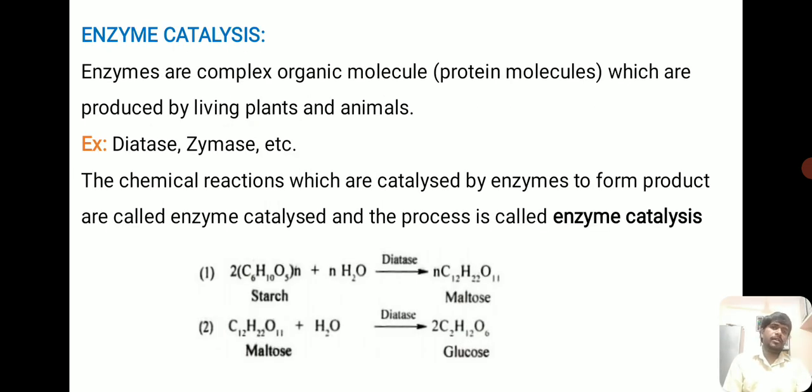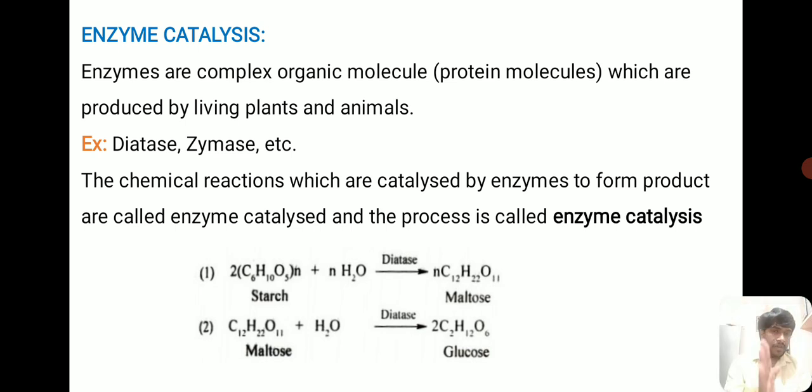Let us come to enzyme catalysis. What is enzyme catalysis? These enzymes are nothing but complex organic molecules like protein molecules which are produced by living plants and animals, for example diastase, zymase, etc. Here, the chemical reactions which are catalyzed by an enzyme to form a product are called enzyme catalyzed reactions, and the process is called enzyme catalysis.